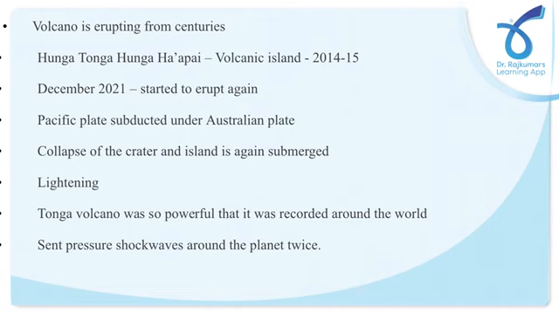This Tonga volcano has been erupting for centuries. Its name is Hunga Tonga-Hunga Ha'apai volcano. It was formed in 2014 and 15 when the volcano started to erupt under the sea surface. Due to the eruption of the volcano under the sea surface, a volcanic island was formed, and this is nothing but Tonga volcanic island.